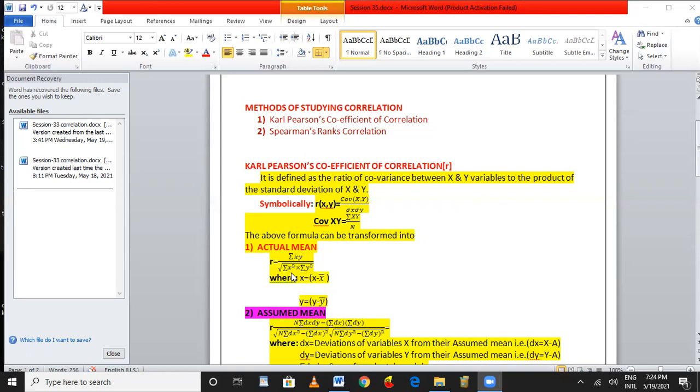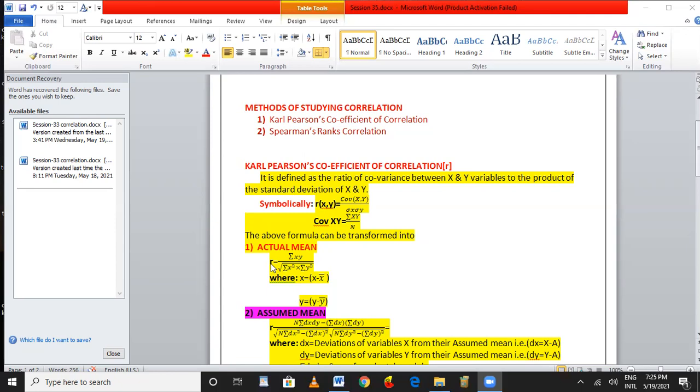In the same way, small x has to be squared, then totaled. Then in the same way, y has to be multiplied twice to get y square. If small y is 3, y square will be y into y, that is 3 into 3, which is equal to 9. Getting all the values, we get sigma y square. So by applying this formula, we get R by the actual mean method.